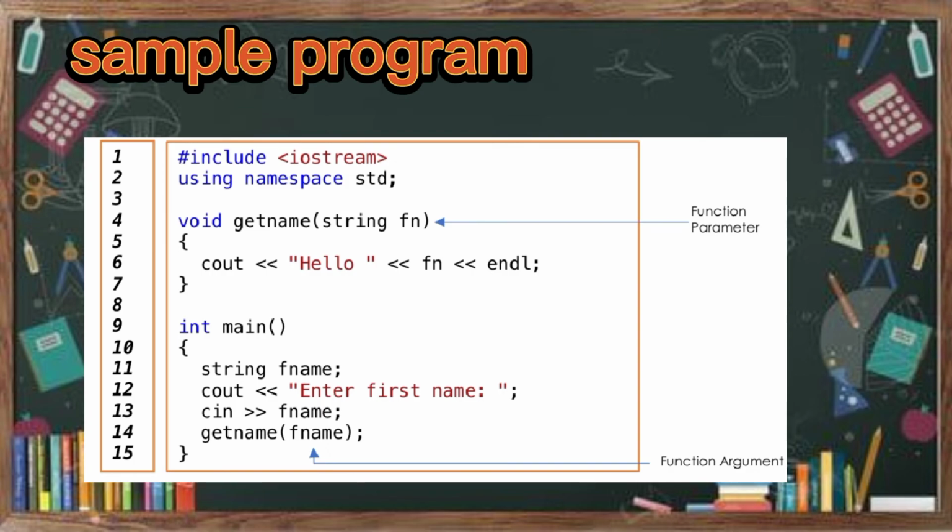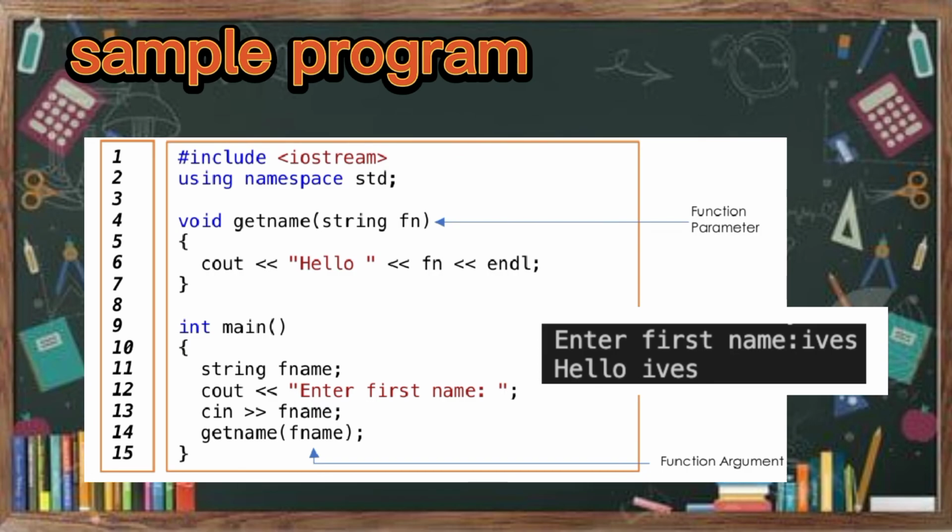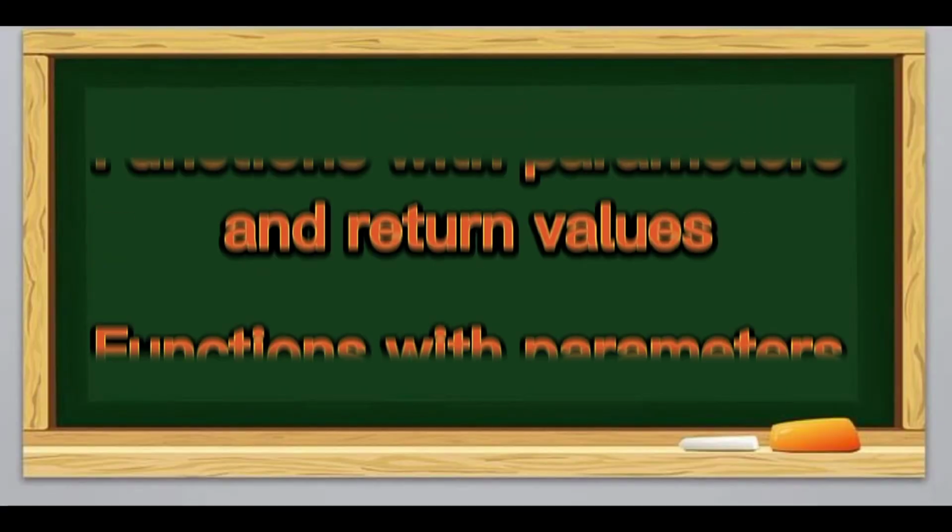At line 14, the function getName is invoked and has an argument fName. An argument is a variable whose value is passed on to the parameter. The input from the user that is stored in fName is passed on to the parameter of function getName, which is fn. With this, fn now has a value equal to the value of fName. A sample output of the program is: enter first name Ibes, hello Ibes.